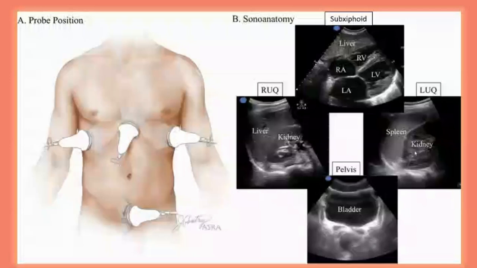The left upper quadrant view shows us the diaphragm, the spleen, and the kidney, and you're looking for free fluid between the spleen and the kidney. Then the suprapubic view is to detect free fluid in the bladder and also in the pouch of Douglas in women, so between the bladder and the uterus. And then the view not depicted on here is your chest view, just to look for pleural lung slide.